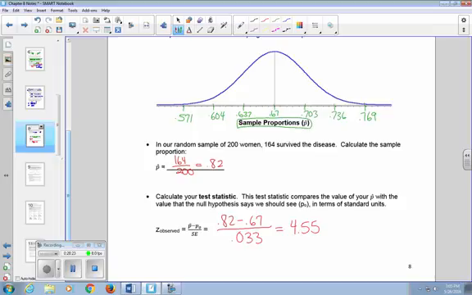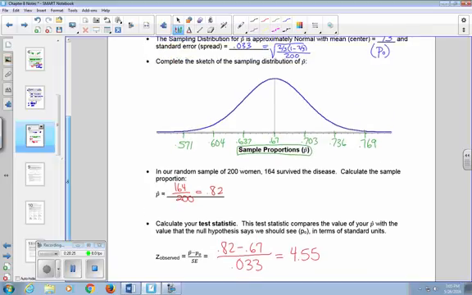Let's go back up to our distribution and take a look at this. Our sample result of 0.82, notice, is off the chart. It's somewhere over here to the right. In fact, our test statistic confirms that it's 1, 2, 3, more than 4 standard errors to the right, about 4.5 standard errors above the mean.